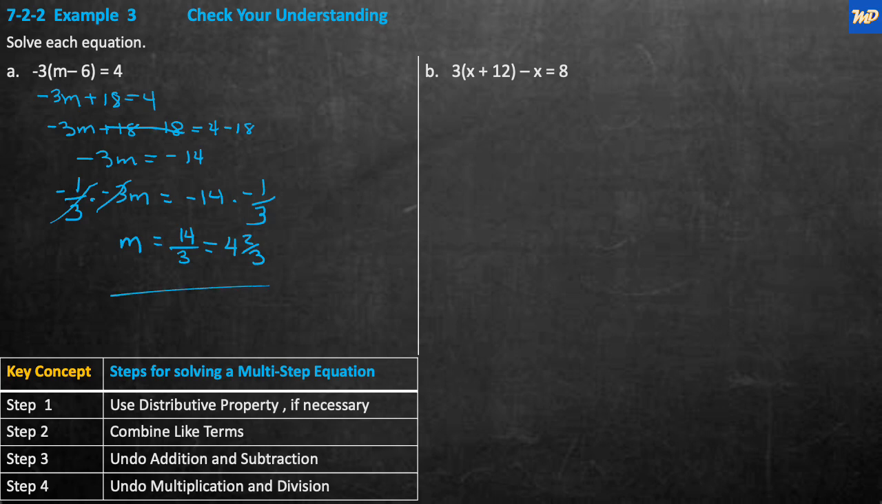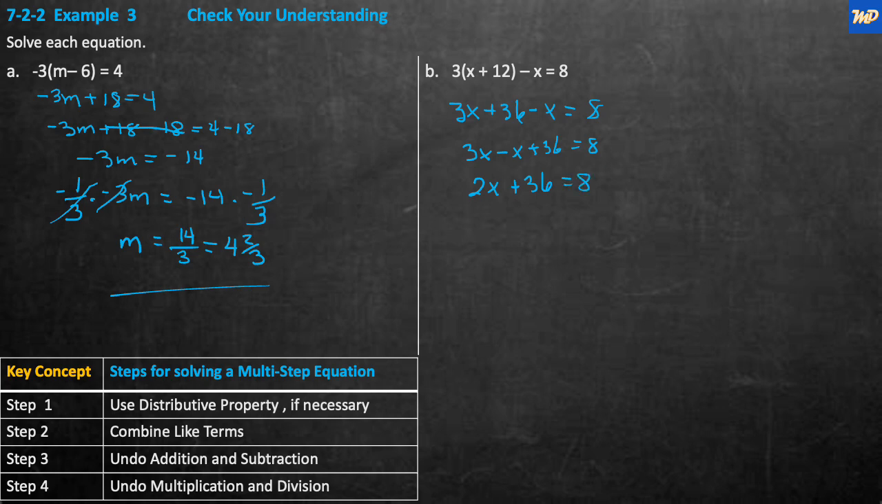Let's look at this problem here, B. We have 3 times x plus 3 times 12 is 36. Minus x, we have a little extra x like we did before in that other problem, equals 8. So we have 3x. Now we're going to get rid of this negative x here. Minus x plus 36 is equal to 8. They're going to add together. We're going to have 2x, because 3x minus 1x is 2x. And we're going to have plus 36 equals 8.